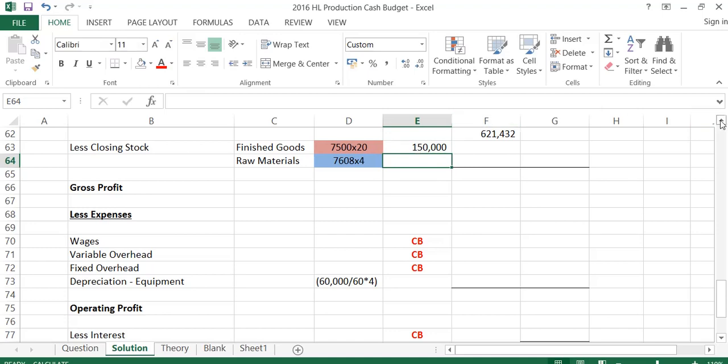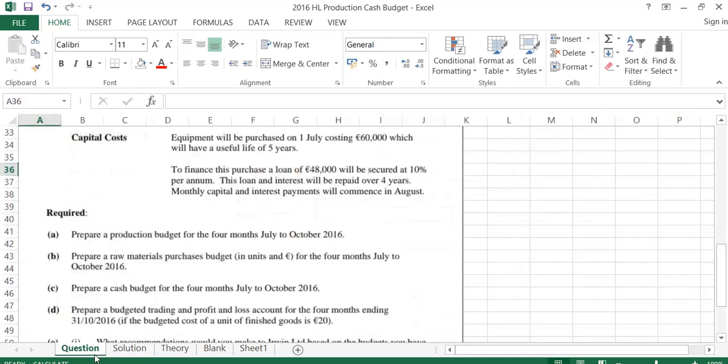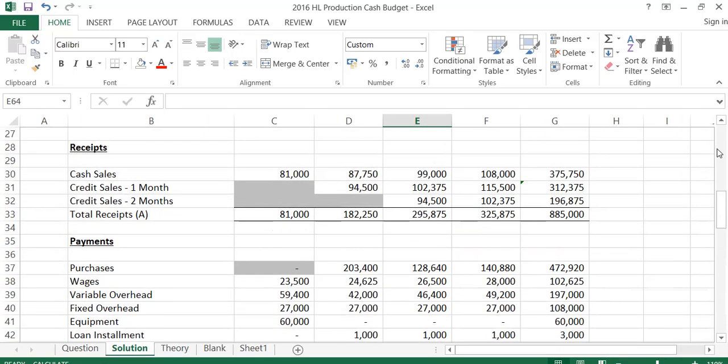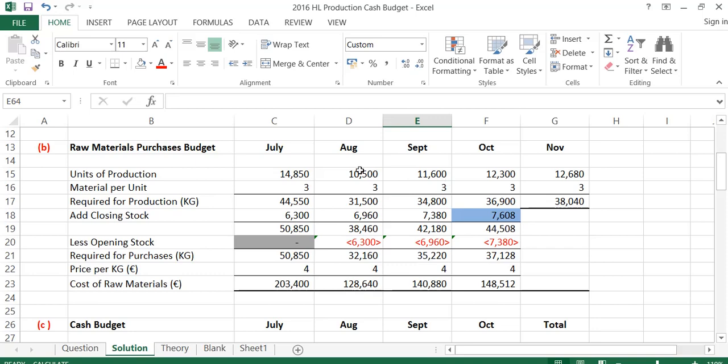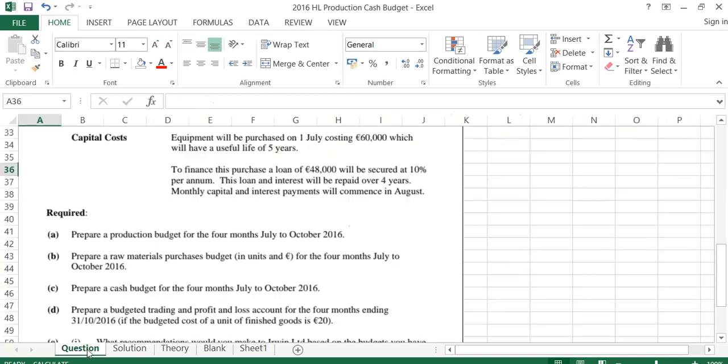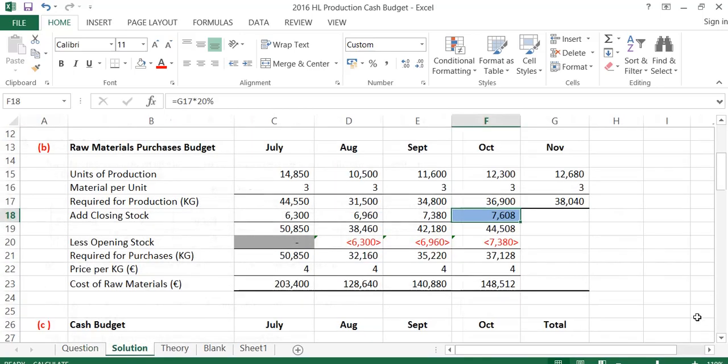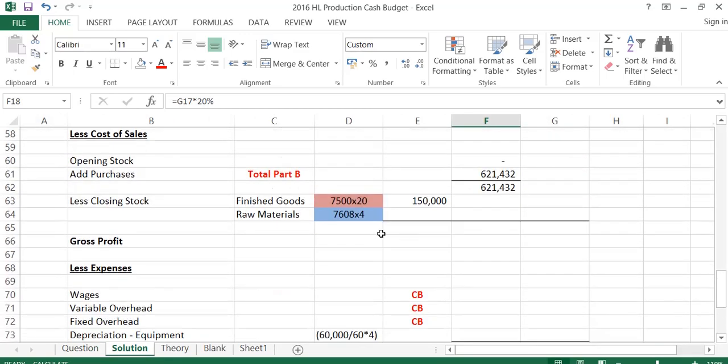I also have closing stock of raw materials. And if I go back to part B of the question, I can see that the closing stock of raw materials at the end of October, so again I get on to closing stock, down from October, it's 7,608 kgs. So I have 7,608 kgs, and the cost per kg of the materials, I can see at the top of the question, is €4. So to work that out, it's just going to be 7,608 by 4.